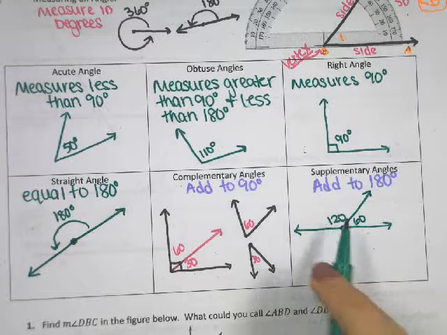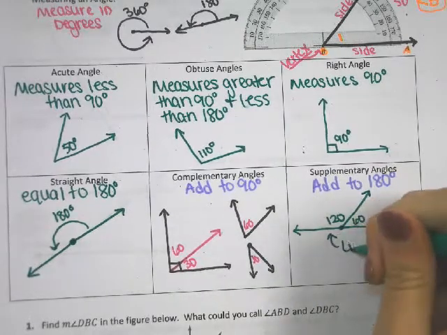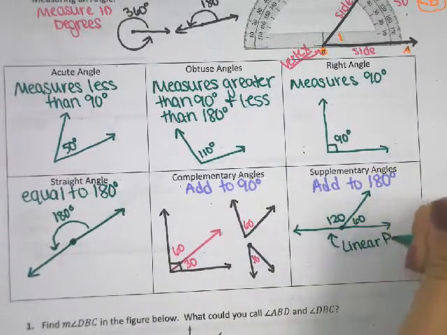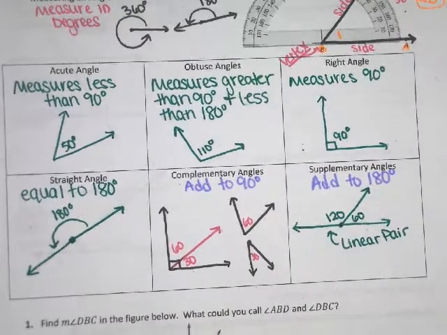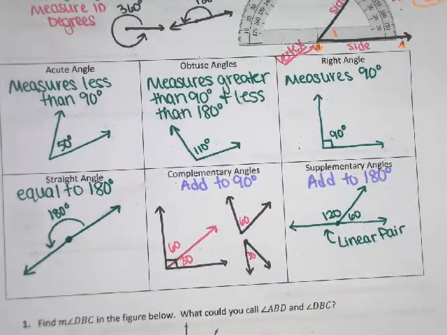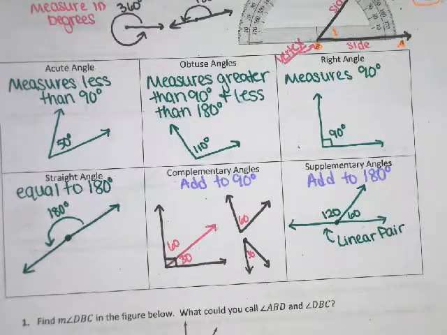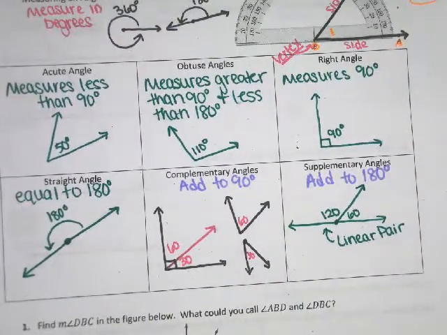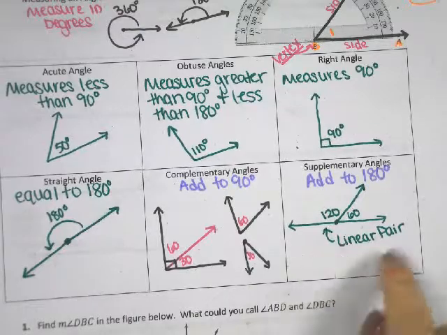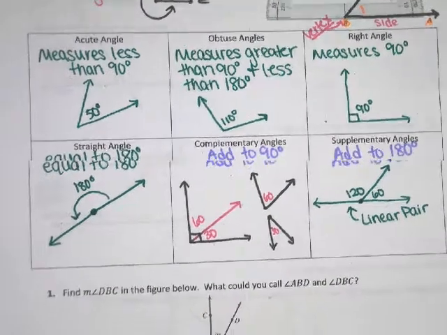You might see them together. And if you see them like this, these are called a linear pair, because they're forming a straight line, linear meaning a line, and they add to 180 degrees because they're forming a straight line. Additionally, like complementary angles, they could also be drawn separate, but most of the time we're going to see them side by side, and we call this a linear pair.